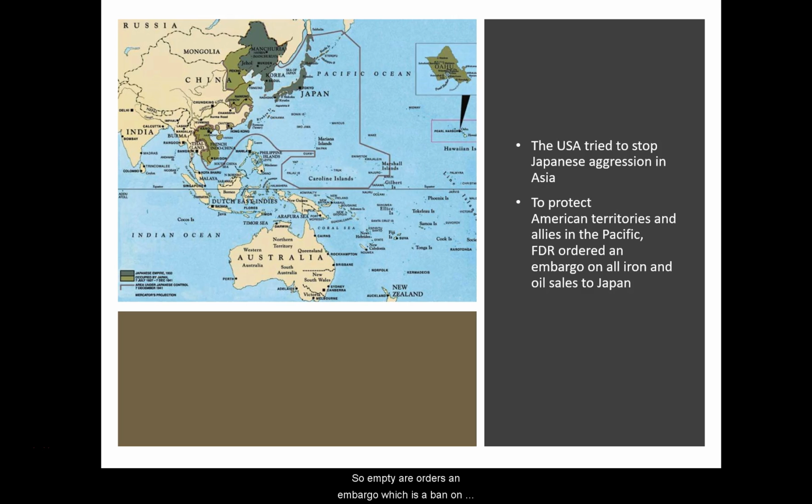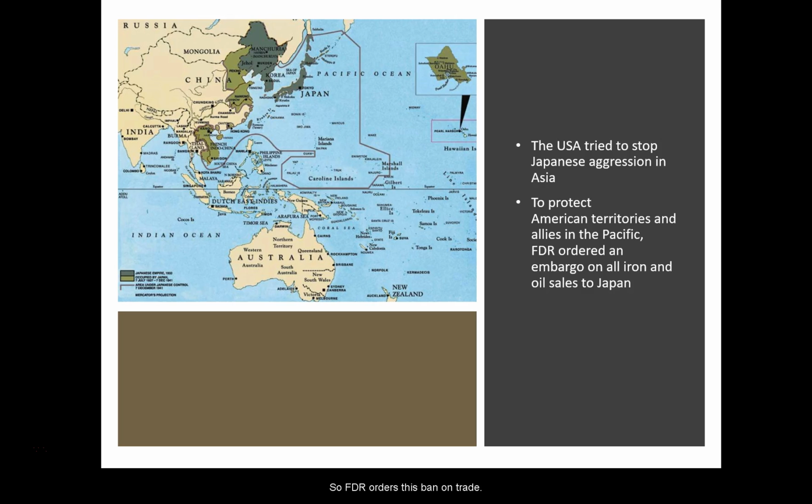So FDR orders an embargo, which is a ban on trade on all iron and oil sales to Japan. Iron is needed to create their war machine, to build their guns and ships and planes. And they need oil because Japan doesn't have any natural oil resources. So they need that oil to run their war machine, to fuel their ships, to fuel their airplanes, and things of that nature. And a lot of that they're getting from the United States at this point.